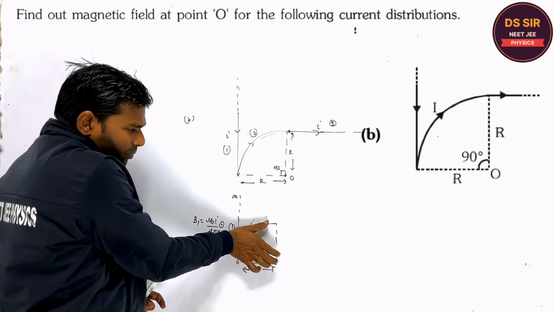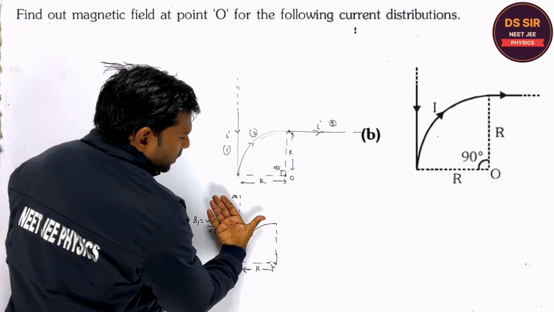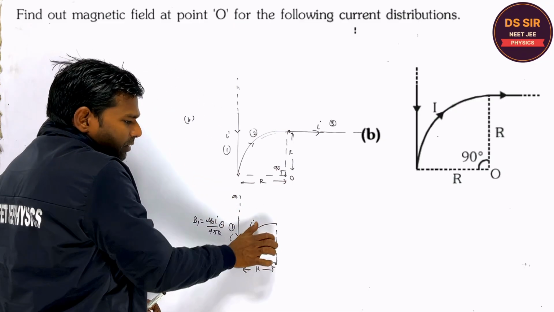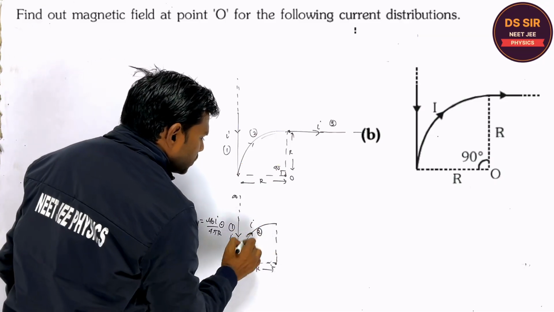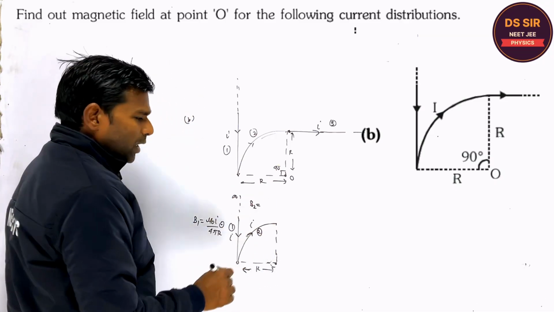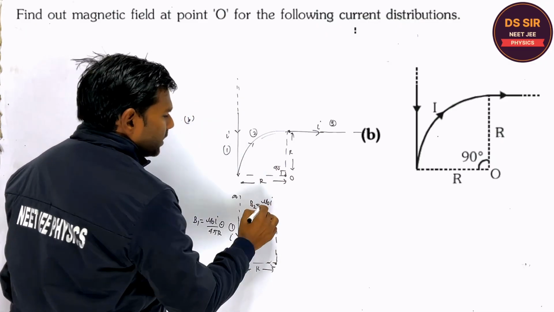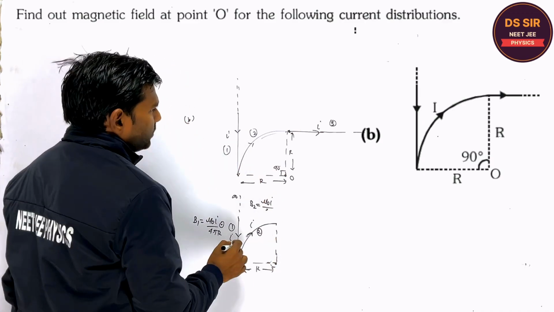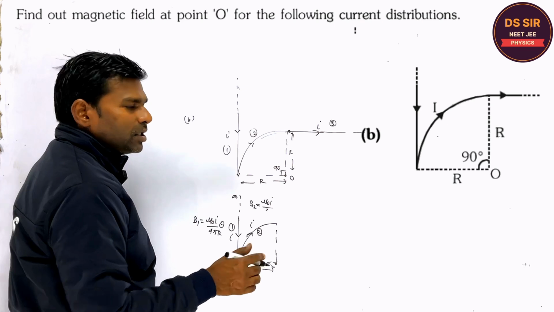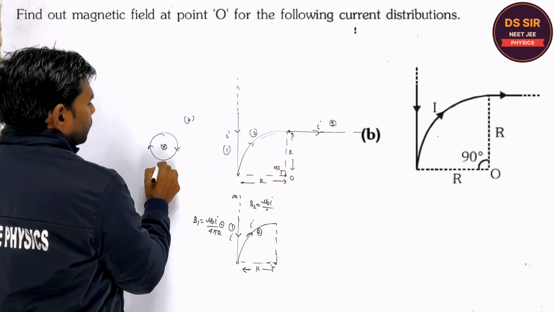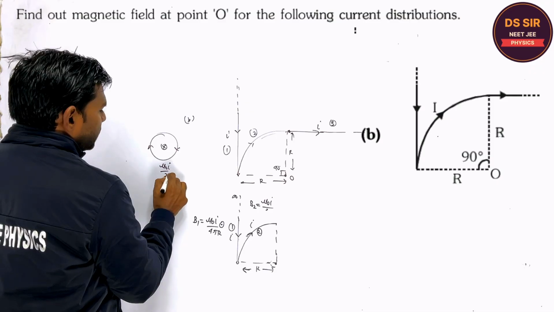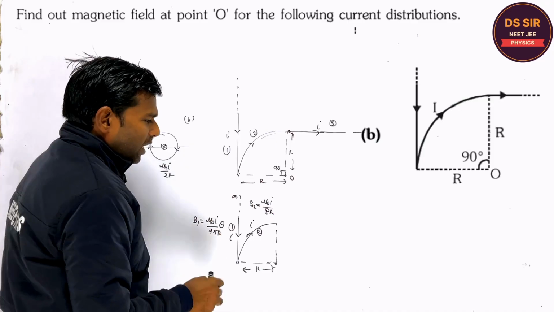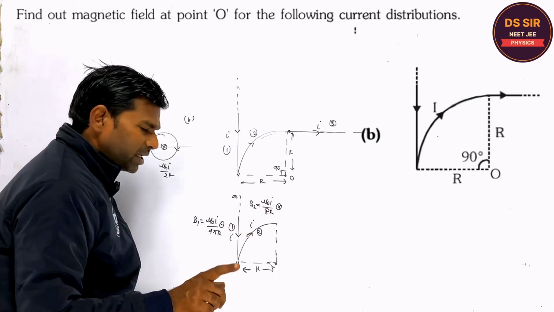If this is the current carrying loop, on this side the magnetic field is into the board, on this side the magnetic field is out of the board. At point O, it is into the board. So because of these two parts, B2 is what? Due to the quarter circle, mu naught I upon 4R. Mu naught I upon 2R is due to the full loop, due to the semicircle 4R, so it will be 8R. And what is the direction? Into the board. Is it clear or not?